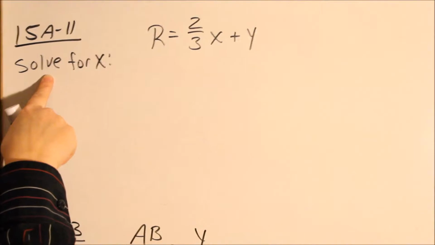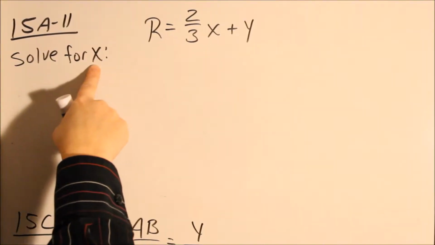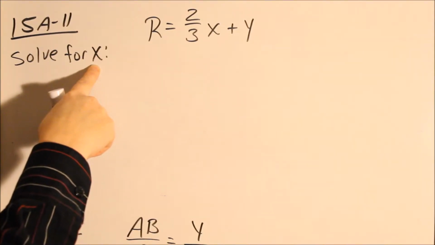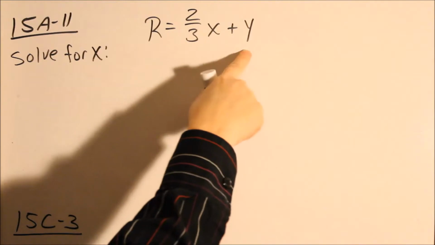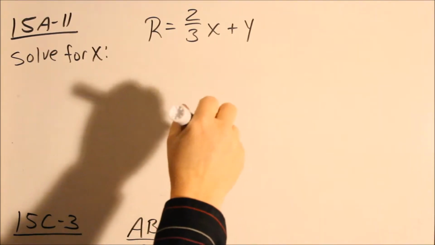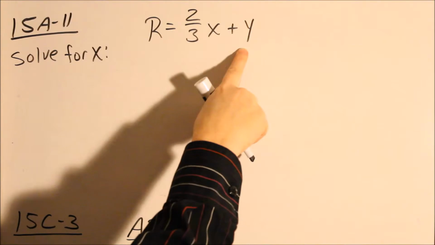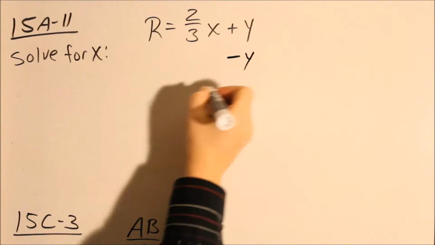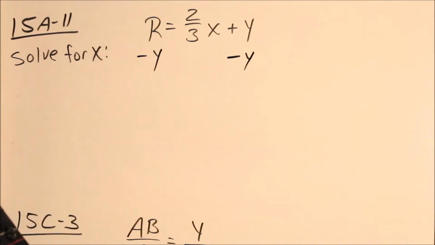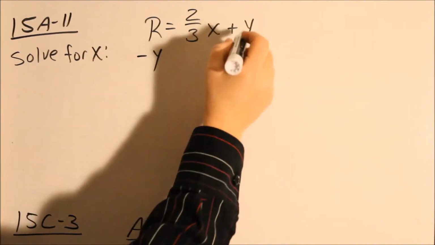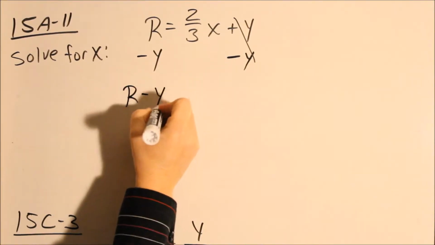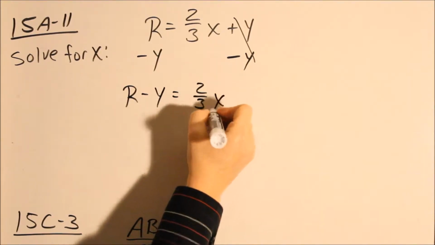Looking at 15a number 11, it wants us to solve for x. So again, that means we need to get x on one side of the equal sign and everything else on the other side. Looking at this equation, the thing that would be the easiest to move first would be the y. It's being added to this side, so you want to subtract it to the other side. Usually you're going to do your adding and subtracting first, then you'll do your dividing. So y's go away here. You can't combine r's and y, so you just say r minus y equals 2/3 x.